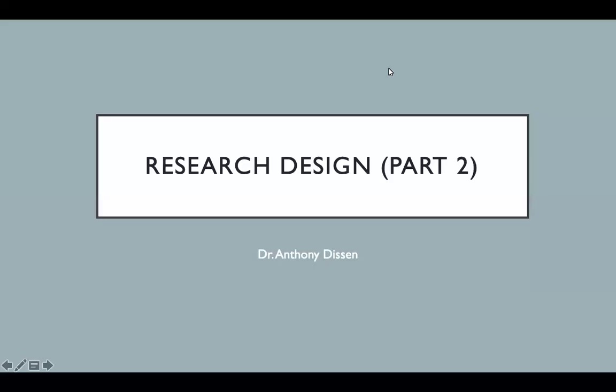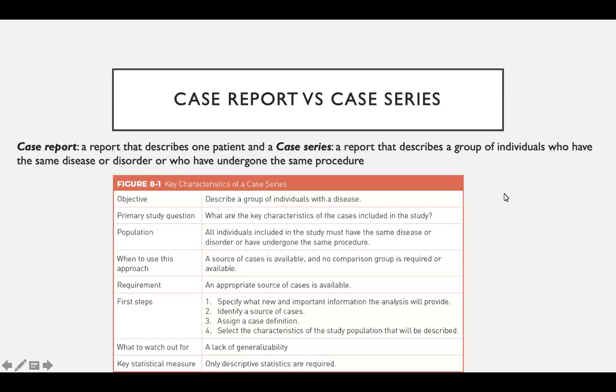So now that we've had an opportunity to touch upon some aspects of literature reviewing and study goals and design, let's go a little bit into greater detail about some of the nuances of each kind of major design. So, what is the difference between a case report and a case series?